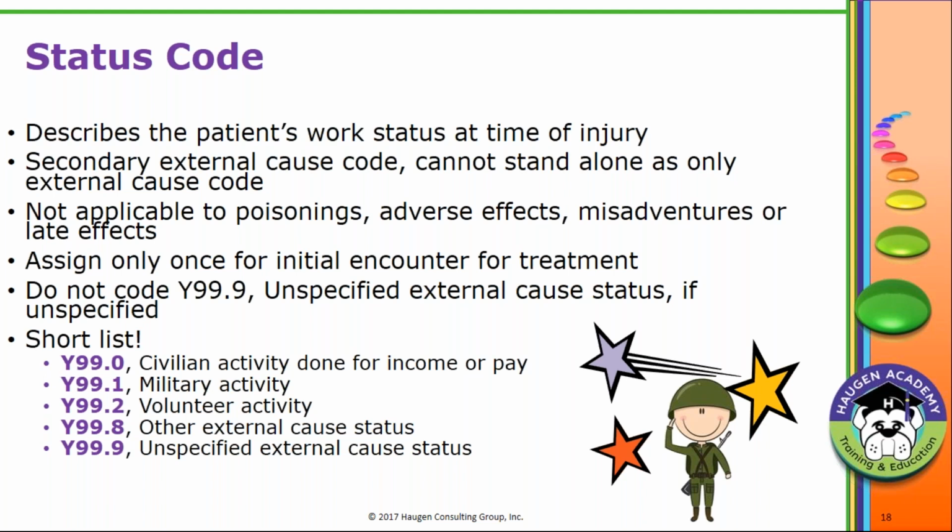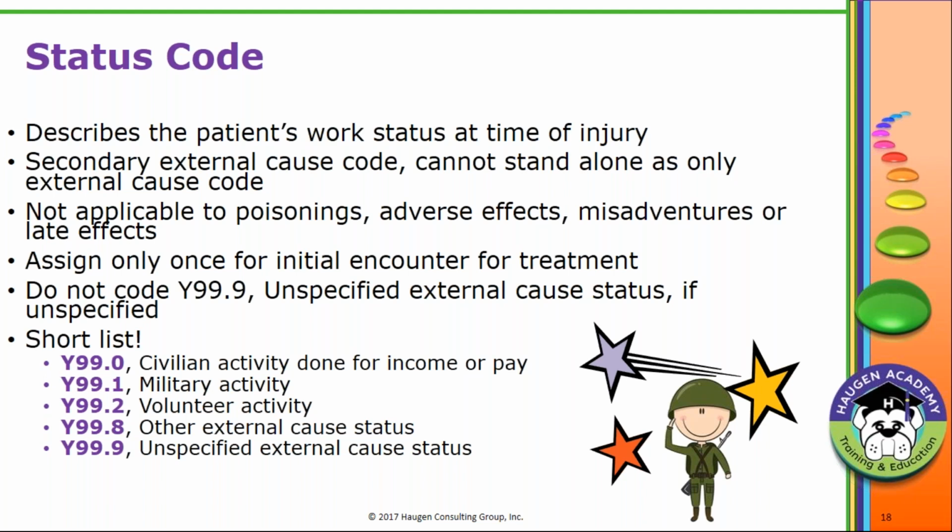So you should not be assigning these Y99 codes on every single patient who walks in the door just to say, hey, this patient was working at the time. There needs to be a primary external cause of injury code that goes along with it. These are also not applicable to poisonings, adverse effects, misadventures, or late effects. And like the place of occurrence and activity codes, we're going to assign the status code only once for the initial encounter of treatment.